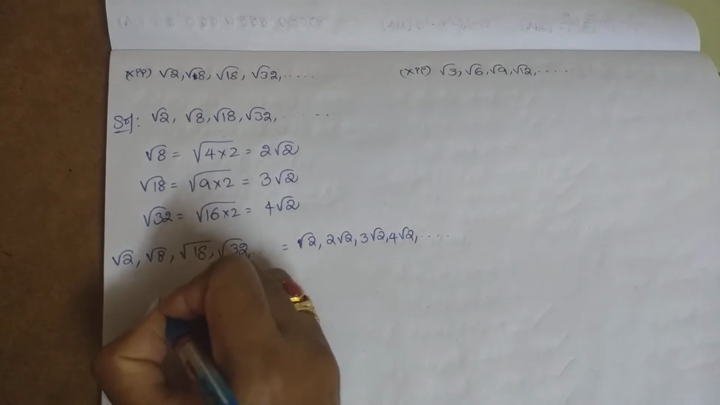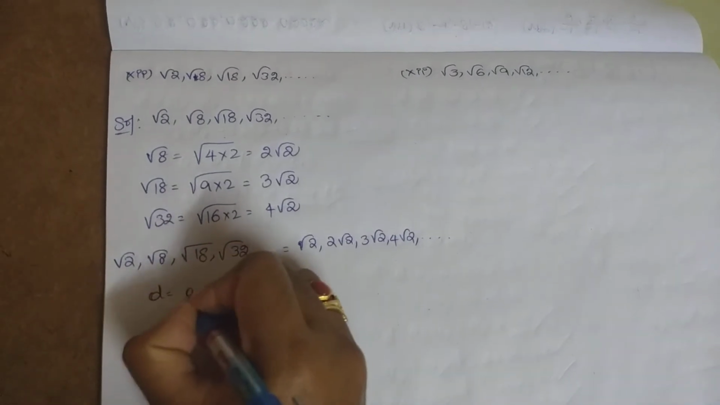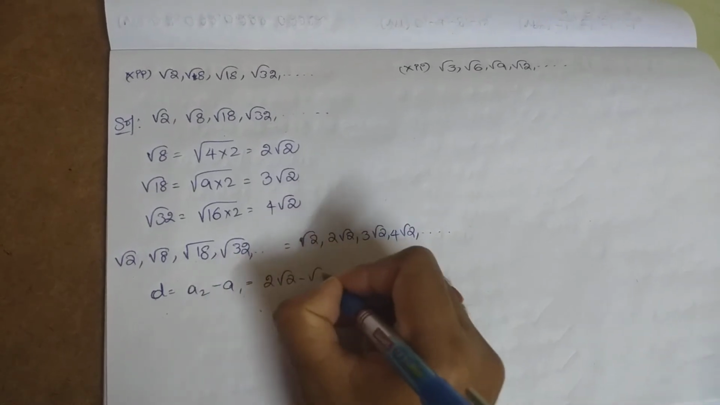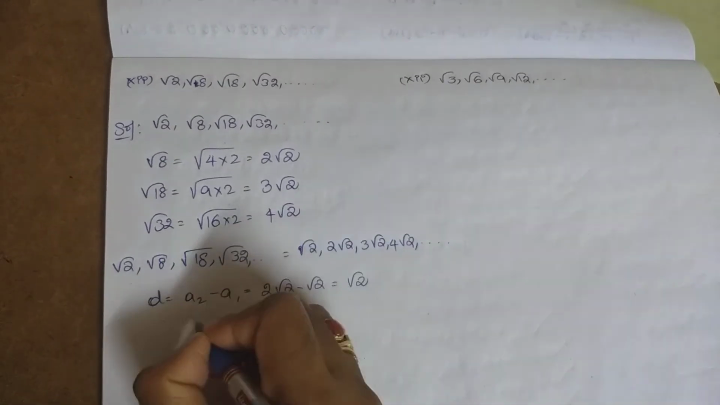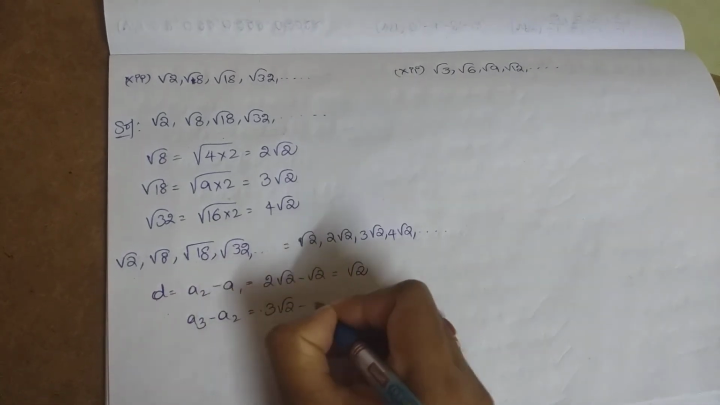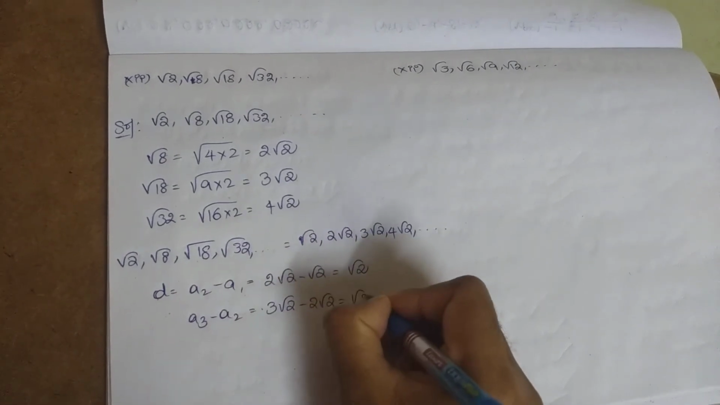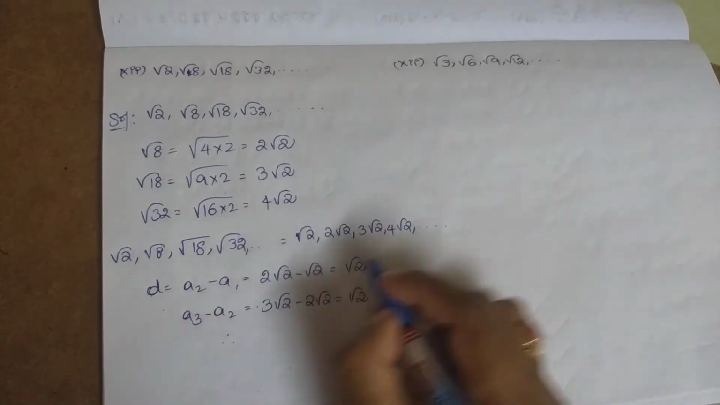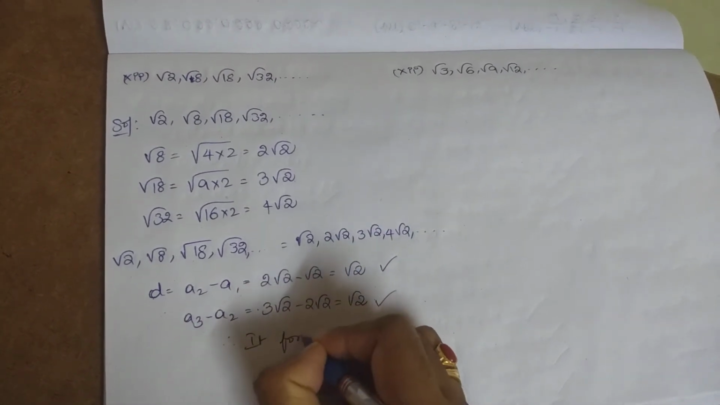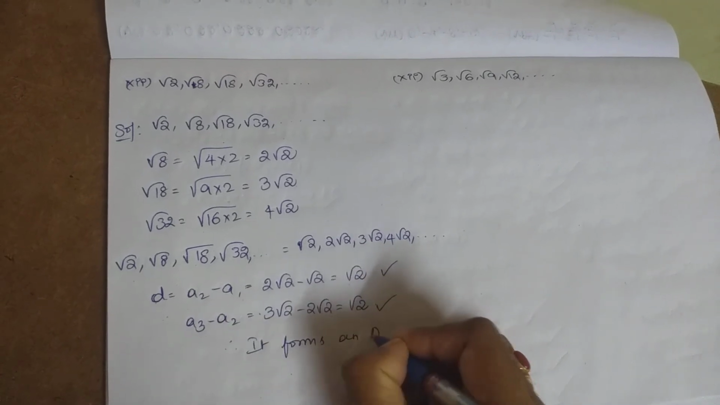So first let's find the common difference. Common difference equals a2 minus a1. a2 is what? 2 root 2 minus root 2, we get root 2. a3 minus a2 equals 3 root 2 minus 2 root 2, we get root 2. Therefore a2 minus a1 equals a3 minus a2. Therefore it forms an arithmetic progression.